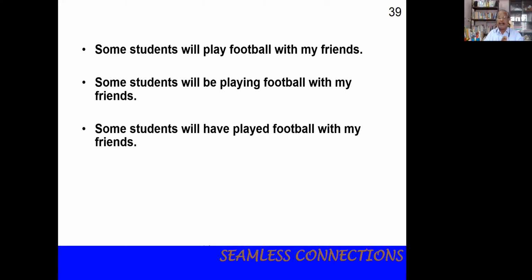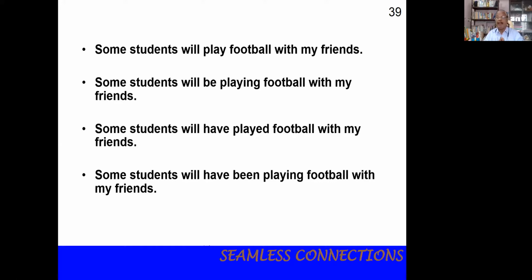Some students will have played football with my friends. Some students will have been playing football with my friends.